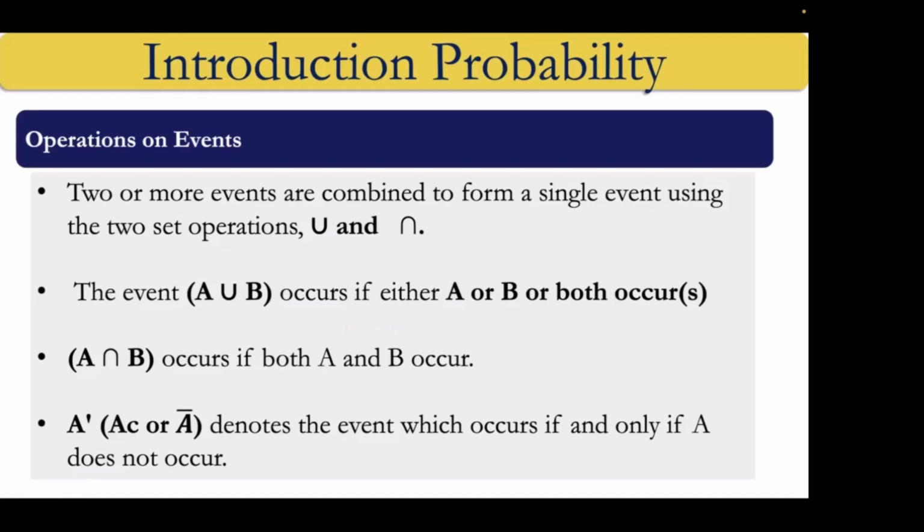So A prime, or A bar, or A small c here means complement. Here they're saying it denotes the event which occurs only if the event A does not occur. So anytime you hear "not", you use either A bar or A prime.